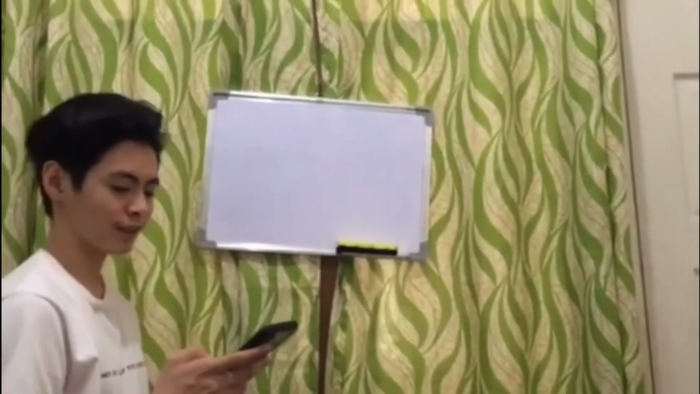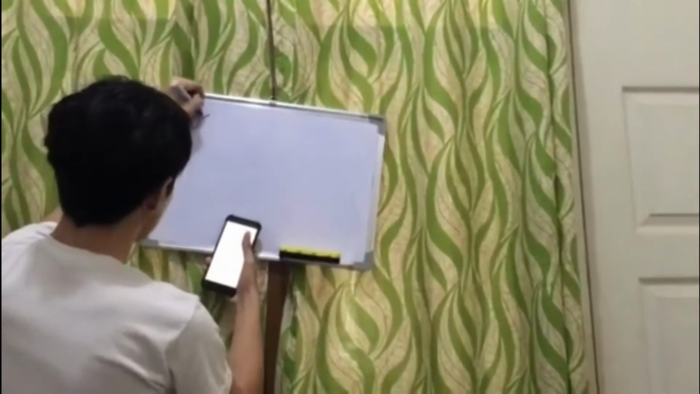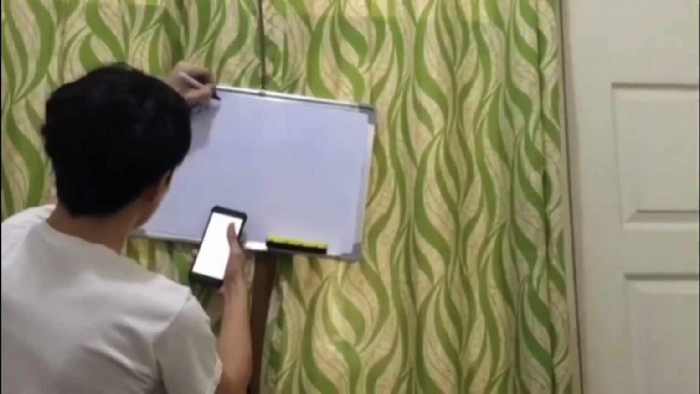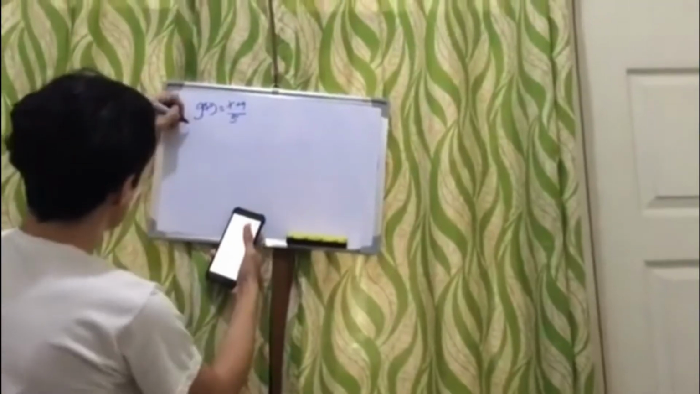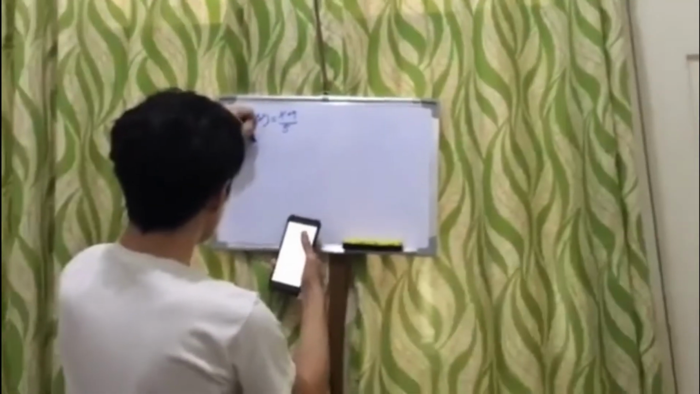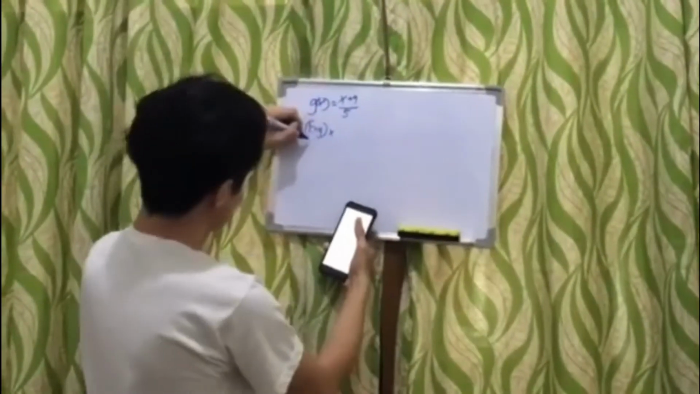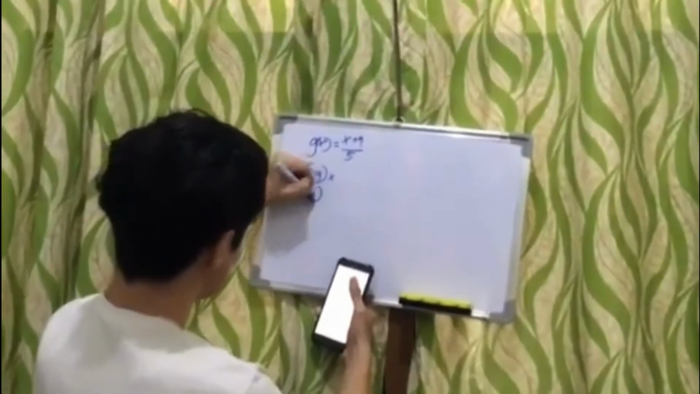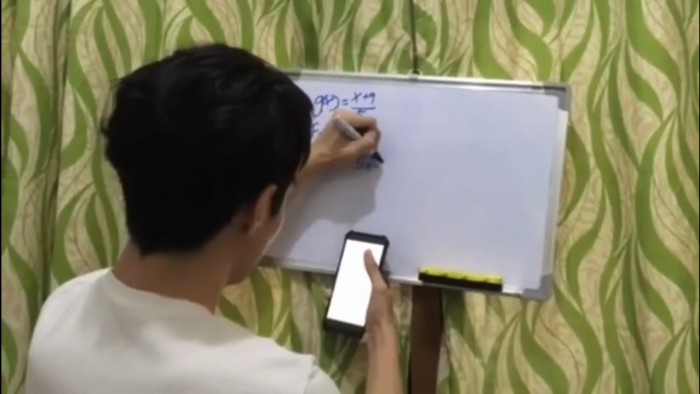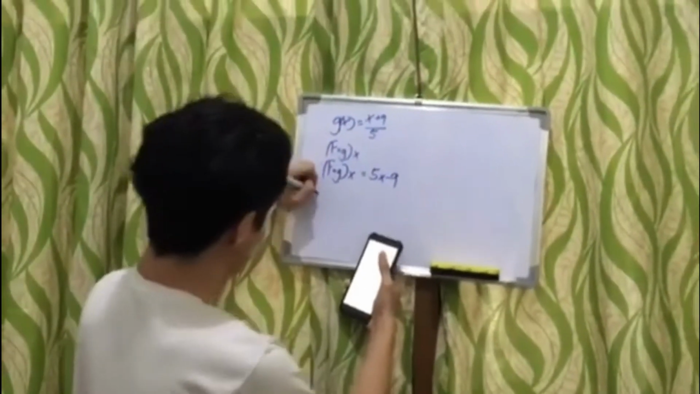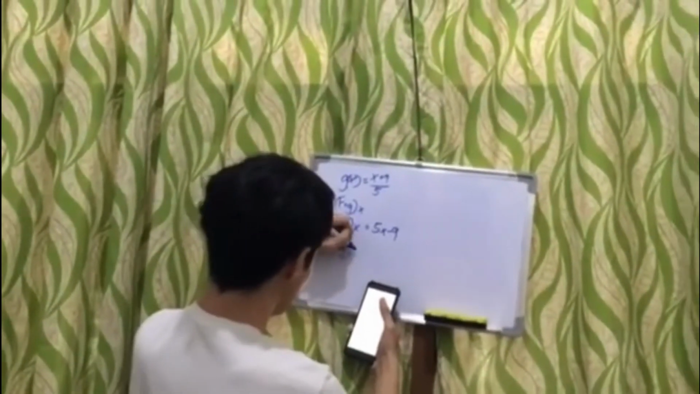How to check if your answer is correct? Here's our answer earlier. g(x) equals x plus 9 over 5. To check if it is correct, we'll use f circle g of x. Then f(x) equals 5x minus 9. Then copy the given. Again, f circle g of x.